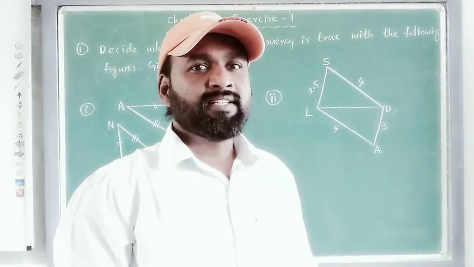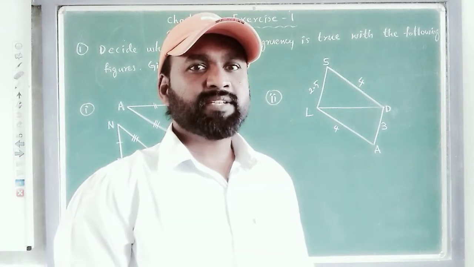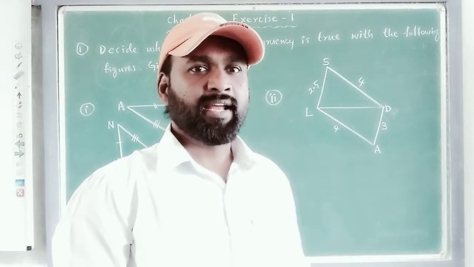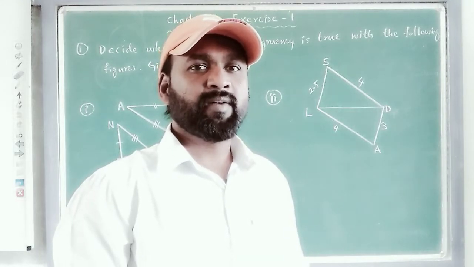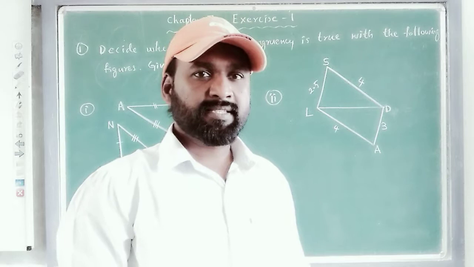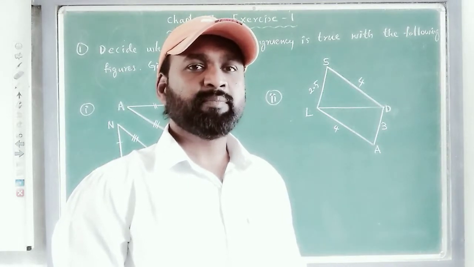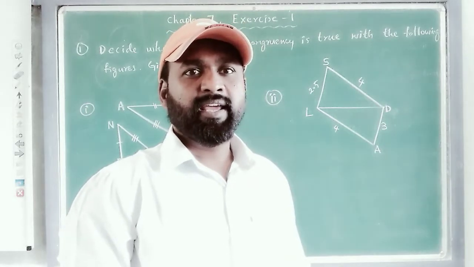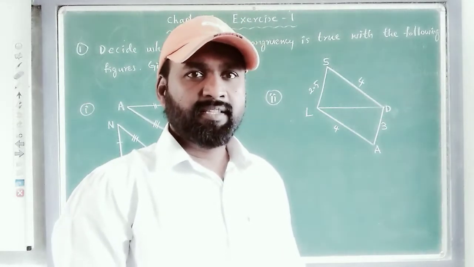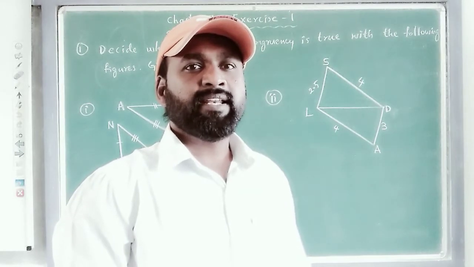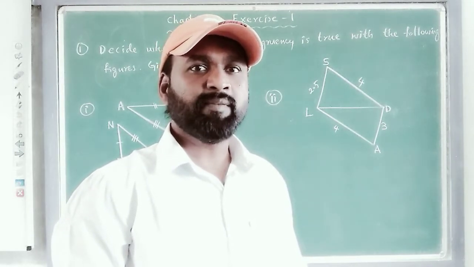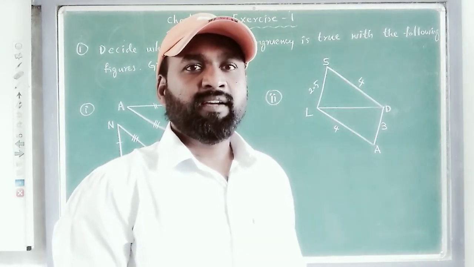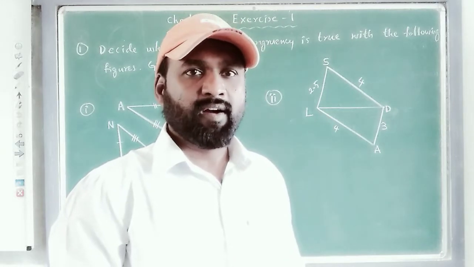Congruency of Triangles chapter. In the previous class we discussed the congruency criterions of triangles. To prove two triangles are congruent, we have to check the criterions. What are the four criterions we have learned in the previous class? SSS, SAS, ASA and RHS. These are the four criterions for congruency of triangles. Now based on those criterions, we are going to check whether the given triangles are congruent or not.